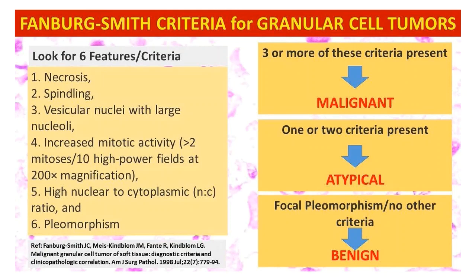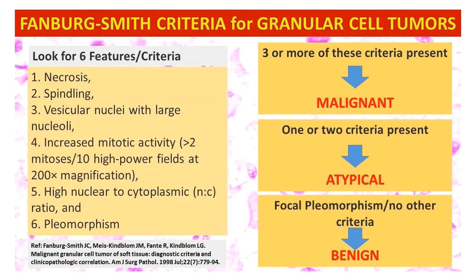Now, while reporting a granular cell tumor, you must carefully look for the 6 features which will help you to classify whether this tumor is malignant, atypical or benign. What are the 6 features? They are necrosis, spindling of cells, pleomorphism of nuclei, mitotic activity of more than 2 mitoses per 10 high power fields, high NC ratio and vesicular nuclei with prominent nucleoli.